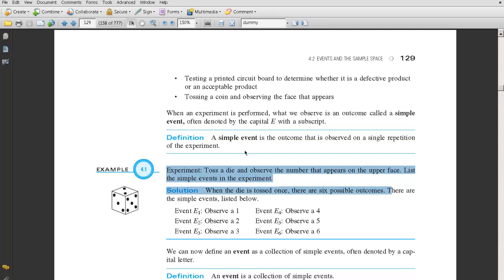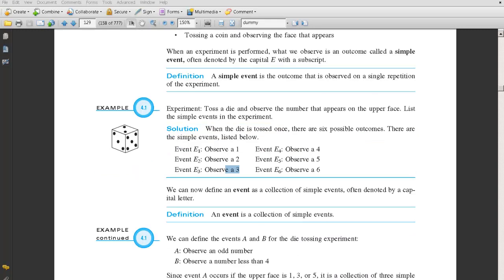So if you roll a die, you ask what can happen, and they say you can either get a 1 or a 2 or a 3. So these are called the simple events. Getting a 1 is called a simple event. Getting a 2 is called a simple event, and so on. And so those are called the simple events. And then they define just an event in general.